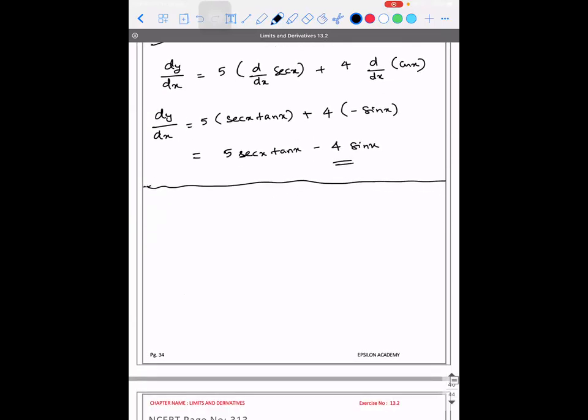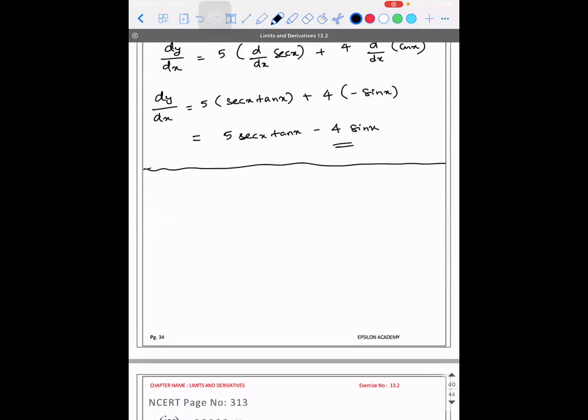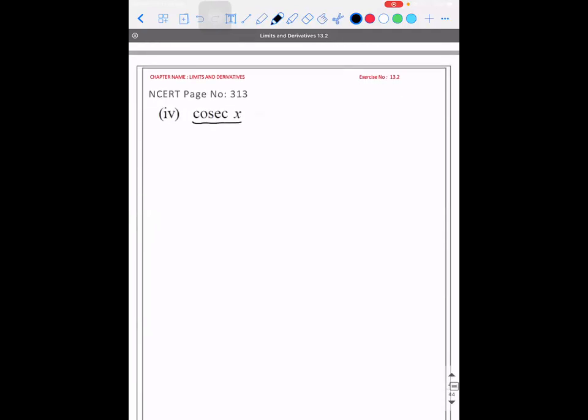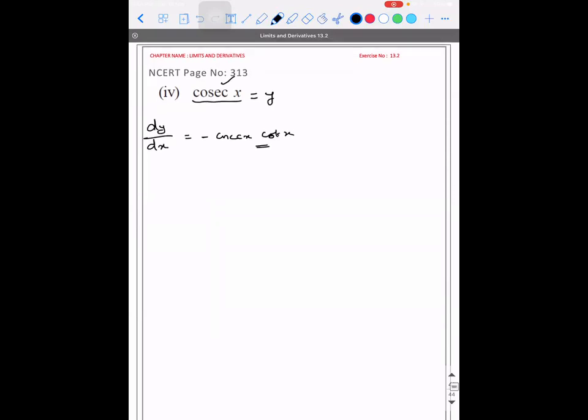Shall I proceed? Cosecant x is y. Then dy by dx is how much? Minus cosecant x cot x. All these things I have already derived. That is why I'm directly writing it. I've given you the idea also. Cosecant x can be written as 1 by sin x and then apply quotient rule. You will get it.